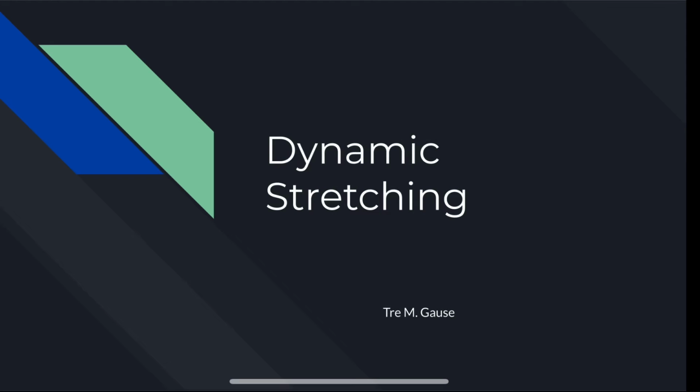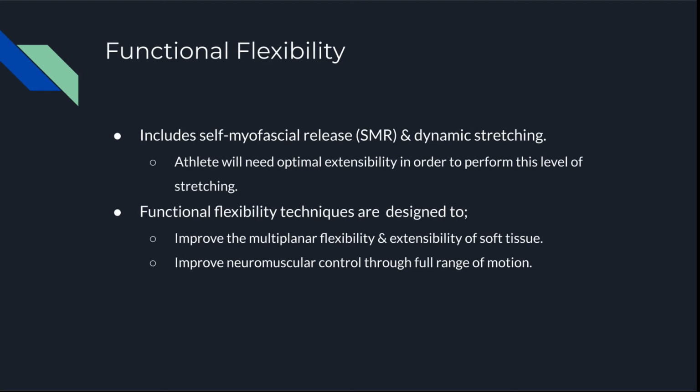Hello everybody. Today we're going to go over dynamic stretching and how it can influence parameters of sports performance. Functional flexibility includes self-myofascial release and dynamic stretching. To perform dynamic stretching, an athlete will need an optimal amount of extensibility of muscle tissue.